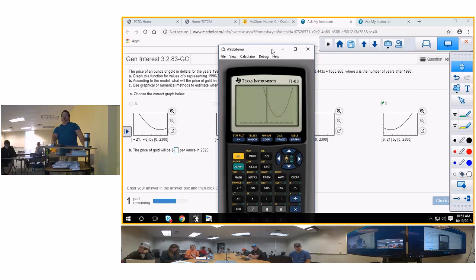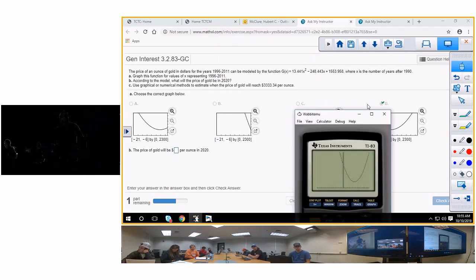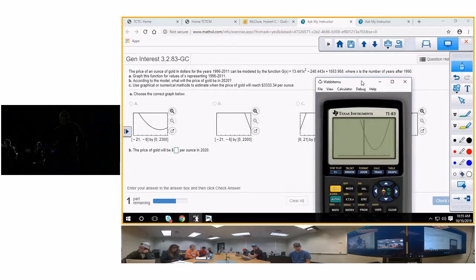Now, the price of gold will be blank per ounce in 2020. Well, what is 2020? Is that X or Y? Where X is the number of years after 1990. So what's 1990 from 2020? 30. Okay, so go to your table, go to second table, and find X is equal to 30. That's the easiest way to find it.